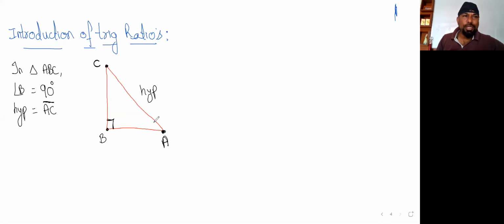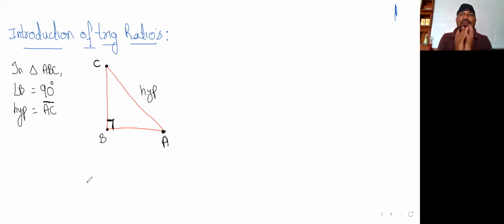Yeah, guys, I'm going to introduce the trigonometric ratios for you. As you all know, in a right angle triangle, we have three sides. As I have chosen a right angle triangle, here in the figure, I have taken triangle ABC, and it is right angled at B.